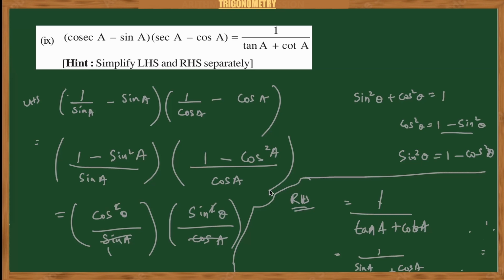When your left hand side reaches some point and there is a right hand side given, what you can do is derive one step from the right hand side so that you can relate the left hand side and right hand side. This is the accepted way of solving trigonometry. Okay friends, let's move to the next question.